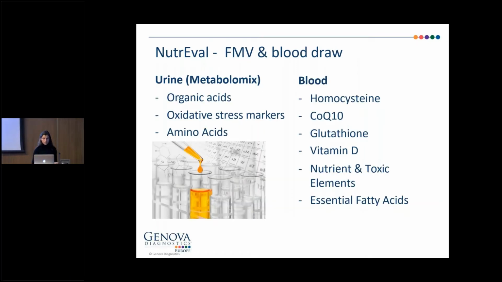So what's included? It is a urine and blood test, so it does require a blood draw, which means your client will have to see a phlebotomist. There is also a centrifuging sample as well, which is for the homocysteine, but the urine components are the Metabolomix themselves. So the first sort of 2/3 of the test is the Metabolomix, and that includes the organic acids, the oxidative stress markers, and the amino acids. And then we move on to the rest of the test, which as a whole is the NutrEval, and that will include antioxidants, so CoQ10, glutathione, homocysteine, it has vitamin D. We look at nutrients and toxic elements, and also essential fatty acids.